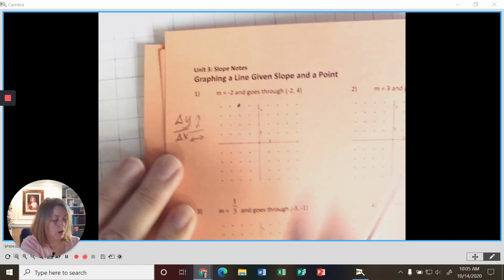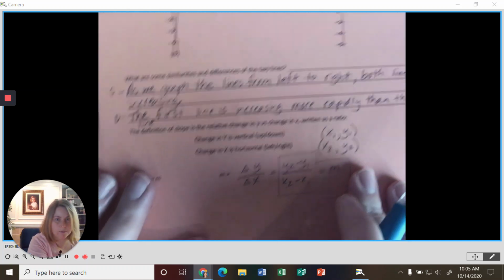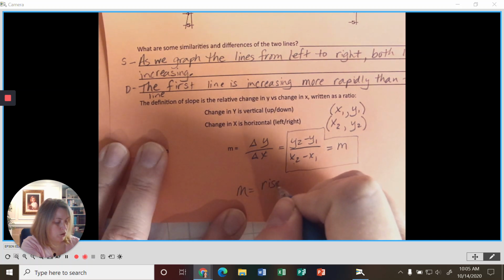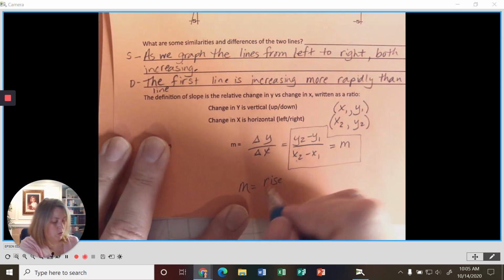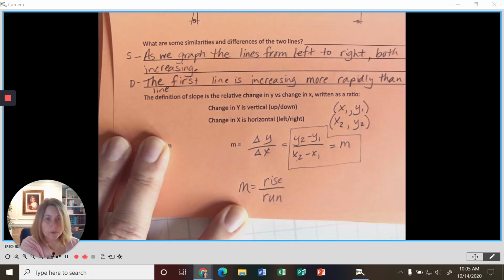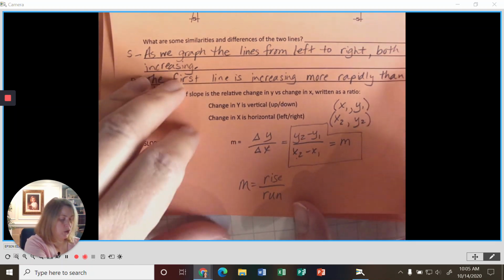We'll also call slope, if you go back one page just for a moment, we will also refer to slope as rise over run. So right at the bottom there, slope is a ratio of rise, which is our change in y, over run, which is our change in x, okay? Rise over run. And that's just a measure of how steep the line is.